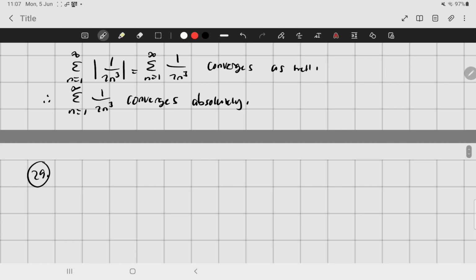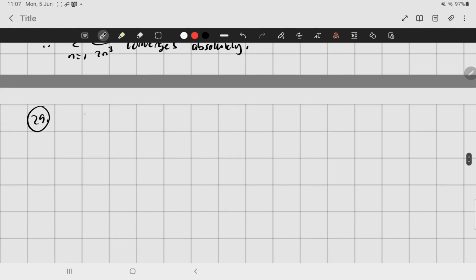Let's go to question 29. Now, question 29, we have another alternating series. We have another one, about (-1)^n over ln(n plus 1).